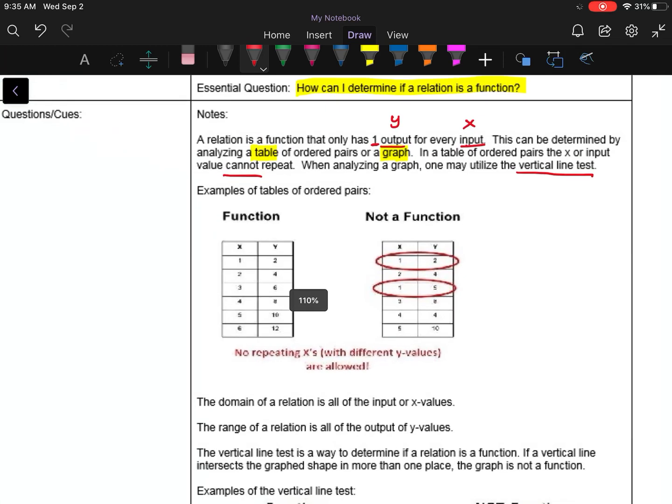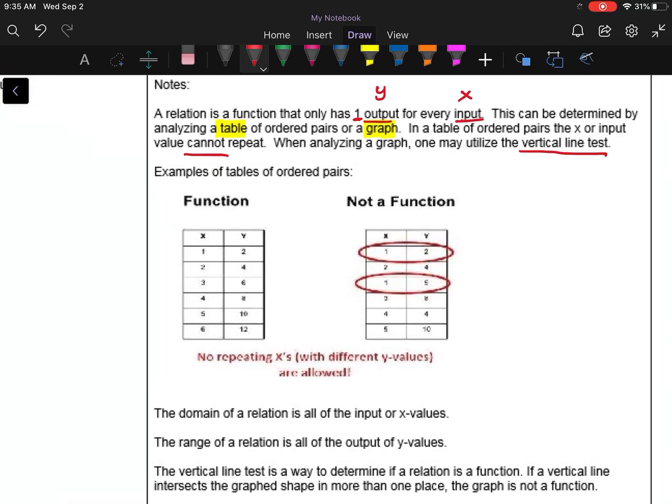So here's an example of a table. I always call it a T-chart. It's a table or a T-chart, either one is fine. If we're looking at the relations between these ordered pairs, I'm going to rewrite them. So this is a 1, this is a 2, this one's a 2, 3, 4, 5, 6. You'll see that for every input, there's only one output. Here are my inputs, 1, 2, 3, 4, 5, 6, and each one has its own, different output.